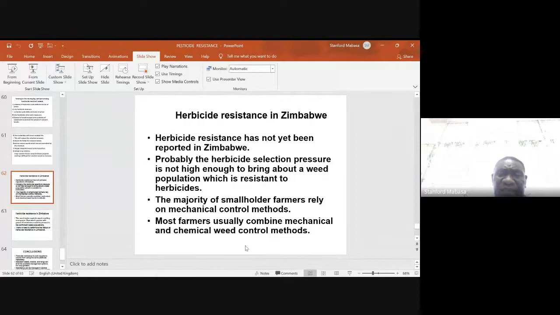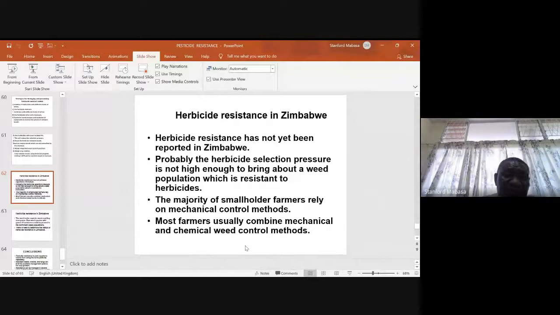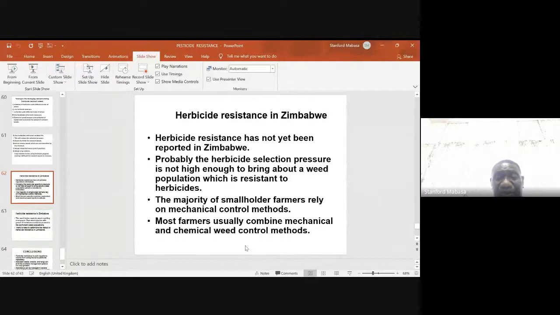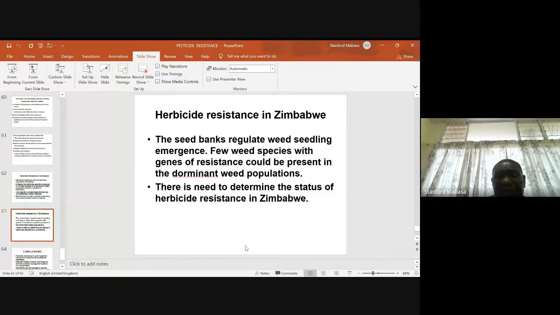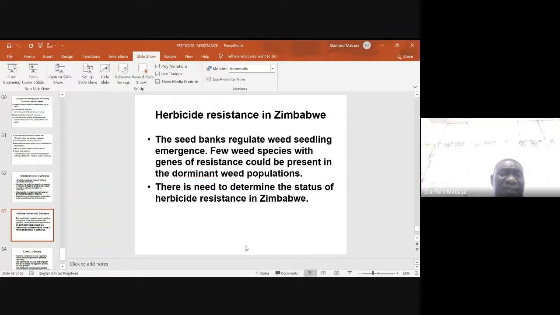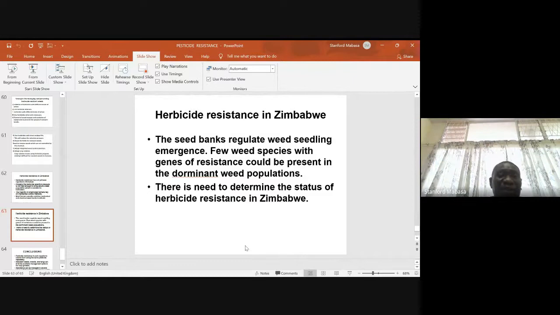The majority of smallholder farmers still rely on mechanical methods. Very few farmers are actually using herbicide technology under smallholder farming conditions. Most farmers usually combine mechanical and chemical methods. The other issue is the weed seed banks could be regulating weed seedling emergence. So few weed species with the genes of resistance could be present in the dominant weed populations. There is need to determine the status of herbicide resistance in Zimbabwe.